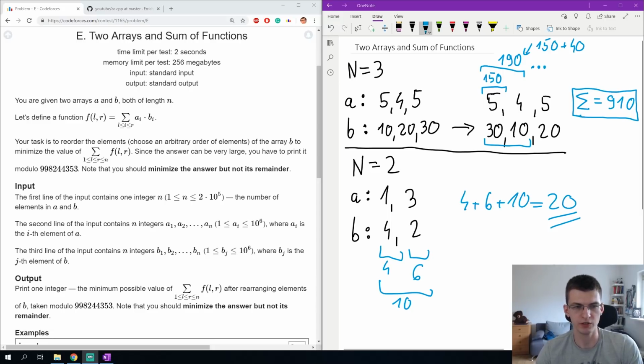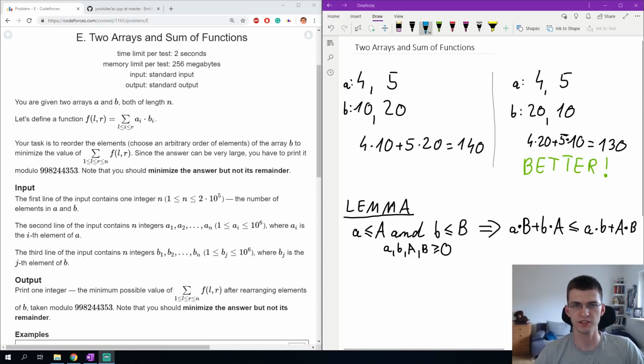Instead of iterating over all intervals, I will first try just rearranging elements in B to minimize the sum over products A_i times B_i, forgetting about the intervals. If we want to just minimize the sum over products A_i times B_i, then I can see from an example that it's better to rearrange elements of B in such a way that a big element in B is together with a small element of A. I can see here that if I put 20 with 4 and 10 with 5, I get 130. It's better than putting 10 with 4 and 20 with 5.